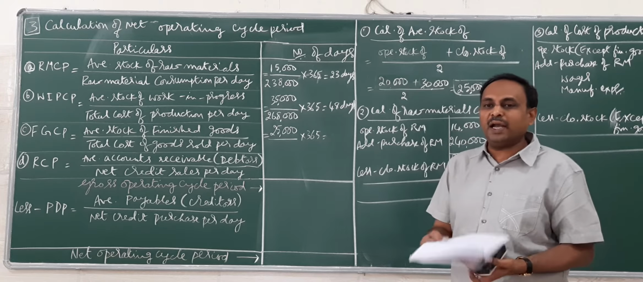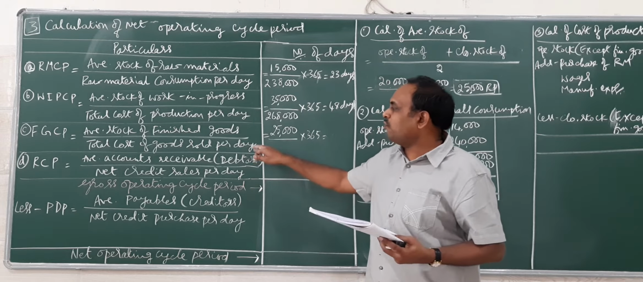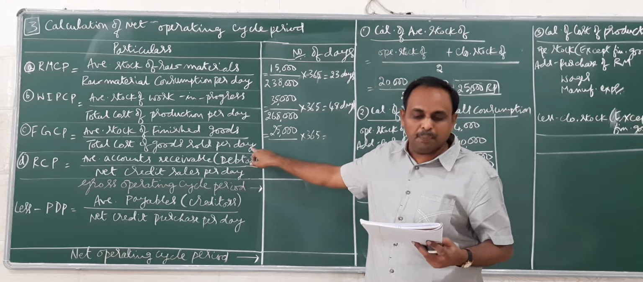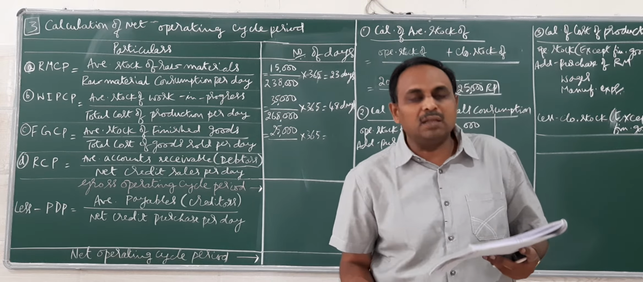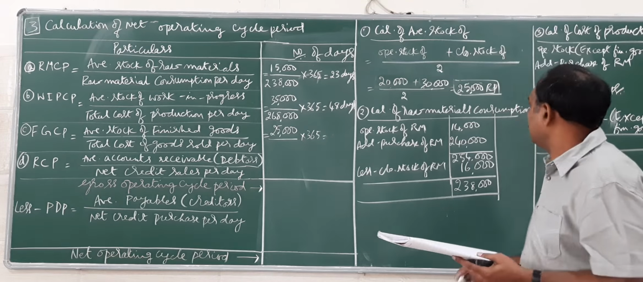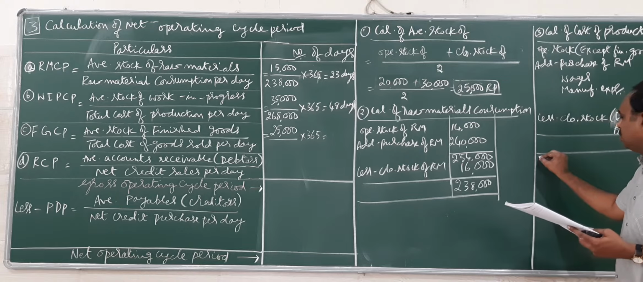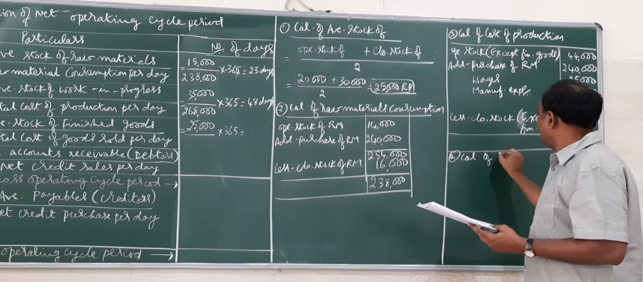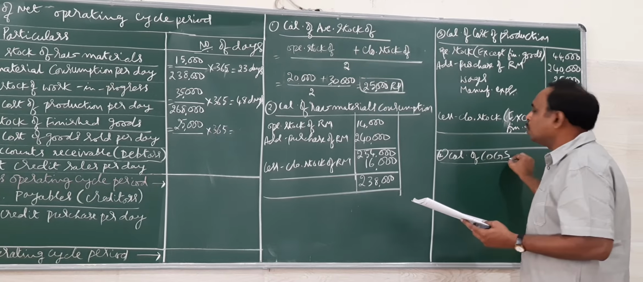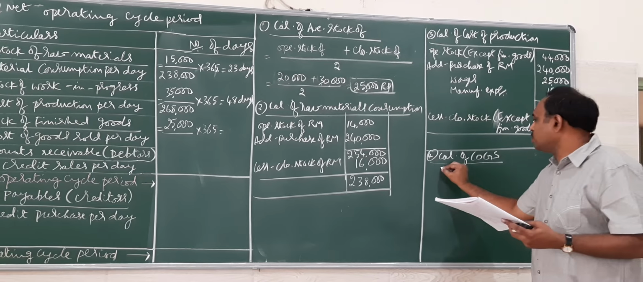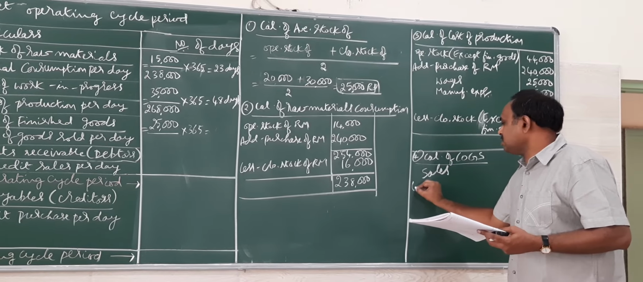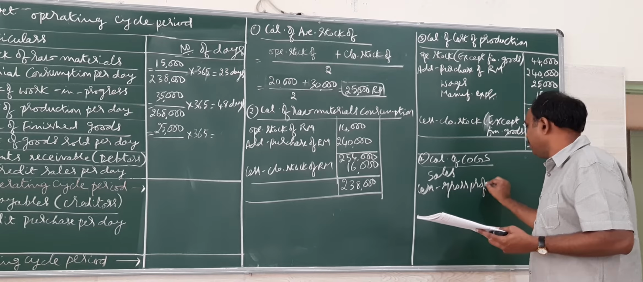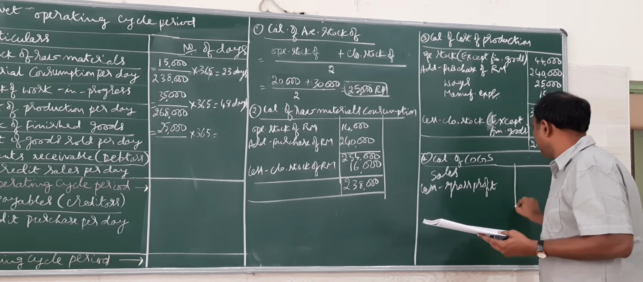Then we have to find the next one, that is in formula number 3, total cost of goods sold per day. That is also not available in the problem, which we have to find out. So how to find that? We'll move on to the next one here. Calculation of cost of goods sold. So cost of goods sold is sales less gross profit. Both information available in the problem given.